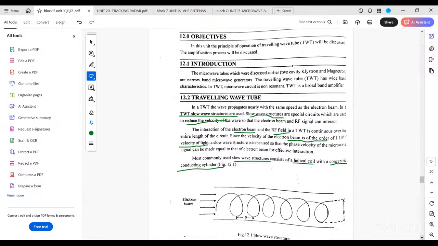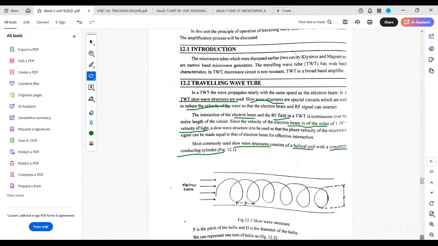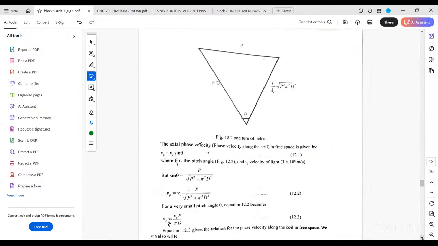What is capital D? Capital D is the distance between the coil. Next, diameter. Distance means this. Diameter of the helical.